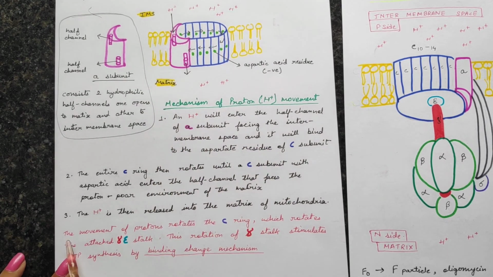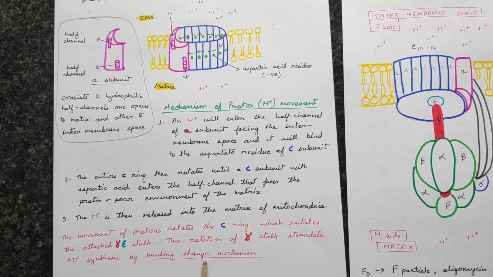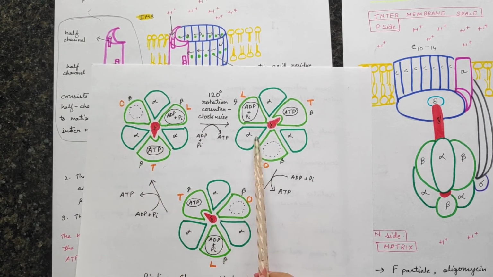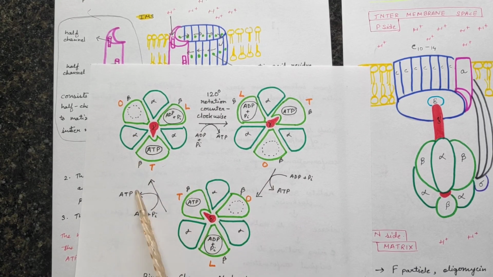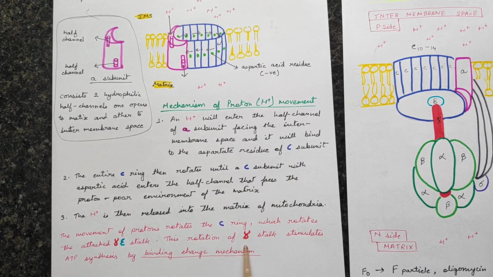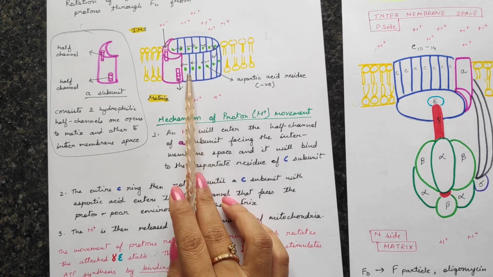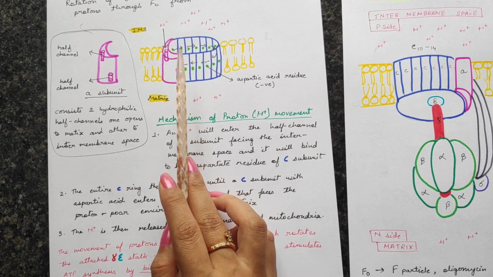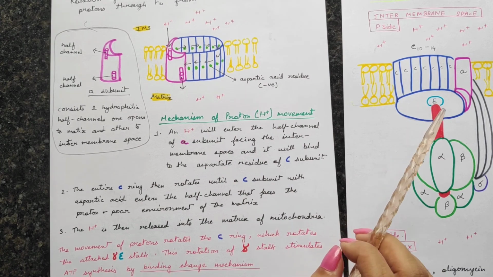Now the movement of protons rotates the C ring, which rotates the attached gamma and epsilon stalk. The rotation of the gamma stalk stimulates ATP synthesis by the binding change mechanism. You have just seen this binding change mechanism, where the rotation of the stalk was actually helping in the binding change mechanism. This was the binding change mechanism, which is helped by the rotation of the gamma stalk, which was helped by the rotation of the C ring, because the gamma is attached to the C ring.